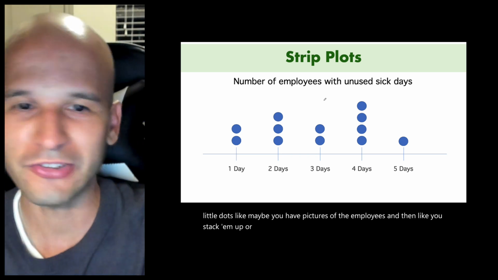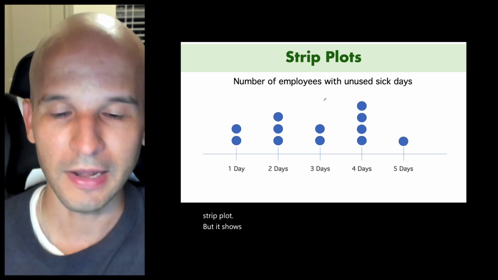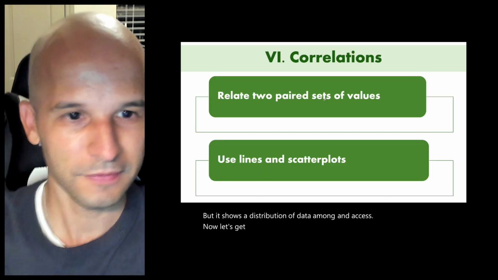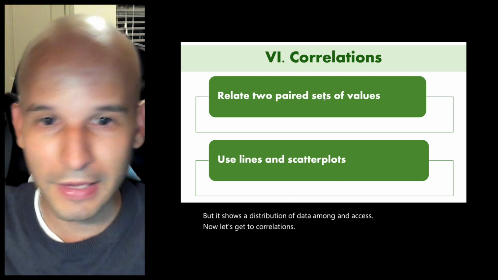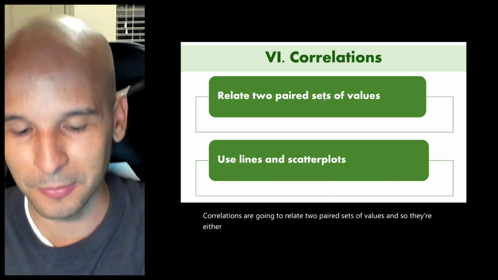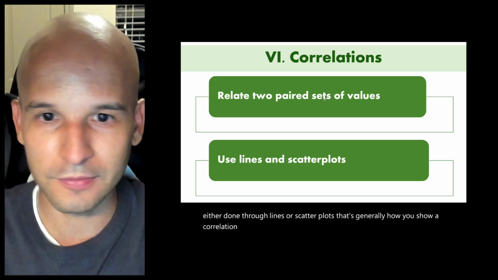So there's ways you can get creative with a strip plot, but it shows a distribution of data along an axis. Now let's get to correlations. Correlations are going to relate two paired sets of values, and so they're either done through lines or scatter plots. That's generally how you show a correlation between two items or two sets of values.